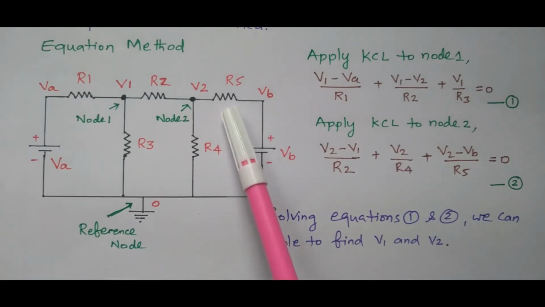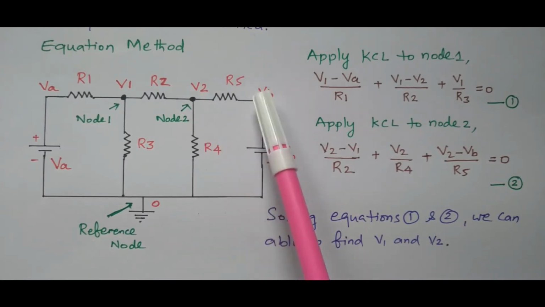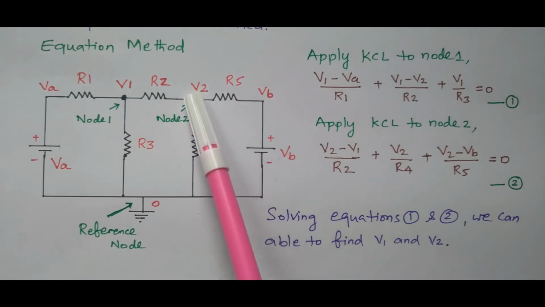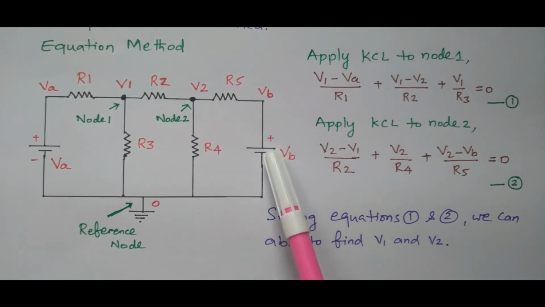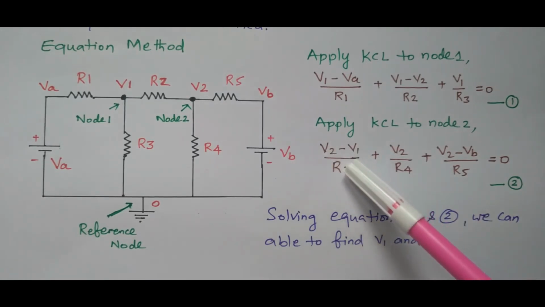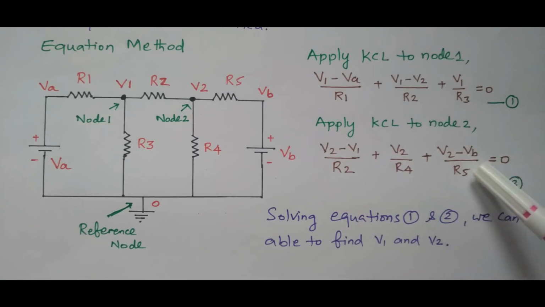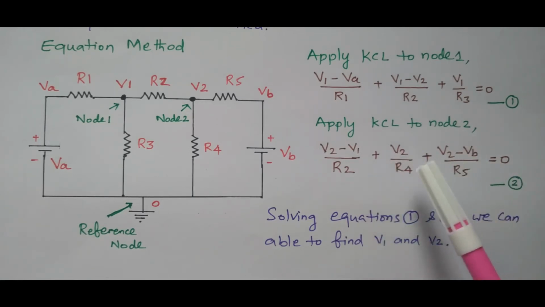We have one more resistor available, R5. What is the current here? I equal to V by R. What is the voltage? V2 and VB, because R5 is connected between node 2 and the supply voltage. So (V2 minus VB) divided by R5. Right? So this is the current flowing through R2, R4 and R5. The sum of this is equal to 0. That is the statement given by Kirchhoff's current law.